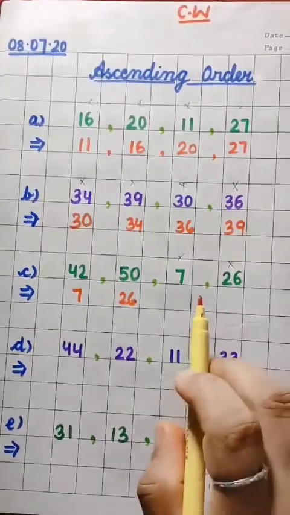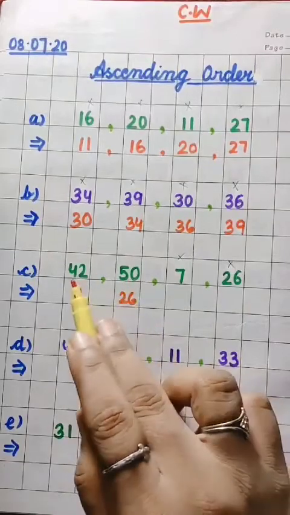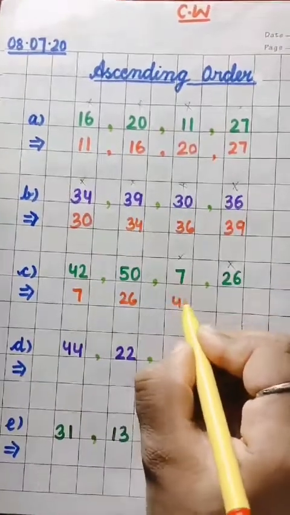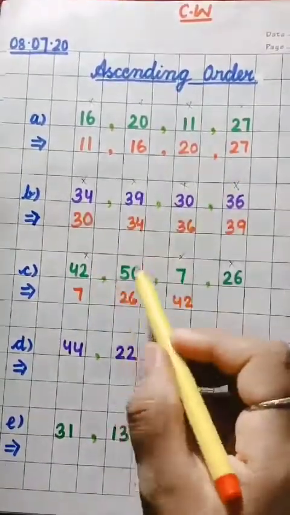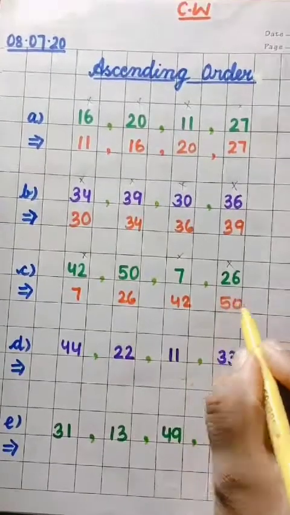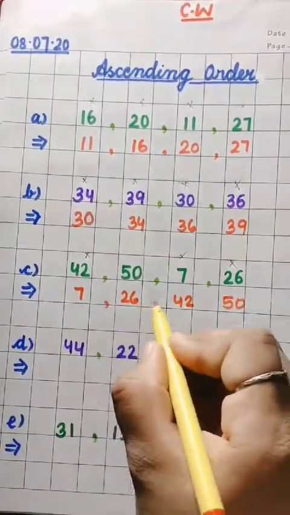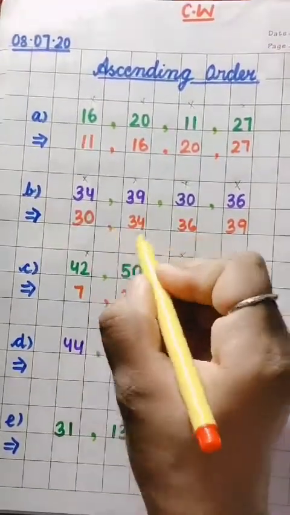Now how many numbers do we have? Two numbers, 42 and 50. Now 50 is bigger than this 42, no? So which is the smallest? 42. So we will write 42 and now which number is left? 50. So we will write 50. Okay. So this is your ascending order: 7, 26, 42 and 50.